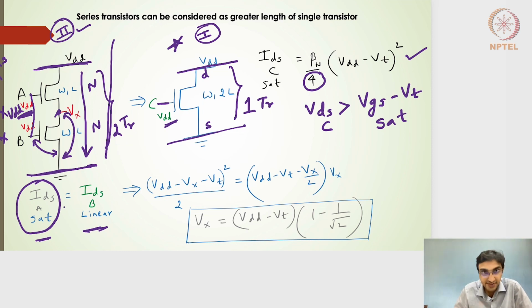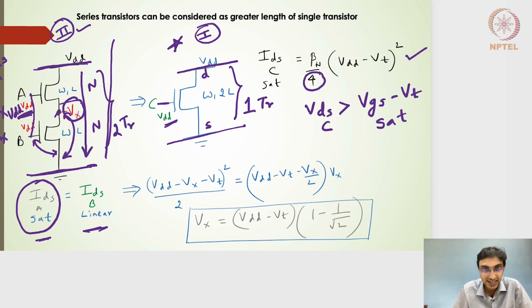For transistor B to be in the saturation operating region, the Vx value should be greater than VDD minus VT. So the moment Vx becomes VDD minus VT, what it implies is that transistor A's input is VDD, so VGS for transistor A turns out to be less than VT. Okay, let's pick some particular values. VDD is 1 volt, VT is 0.3 volts.